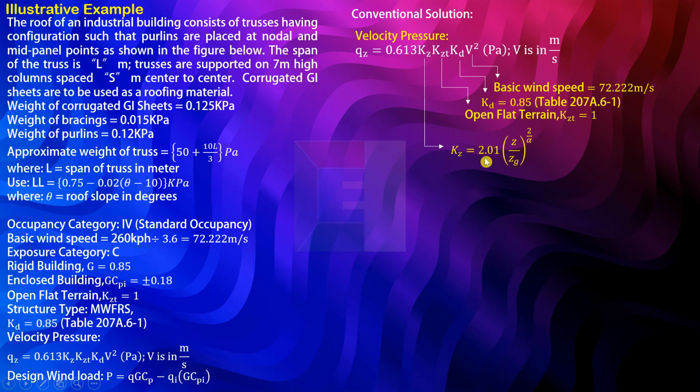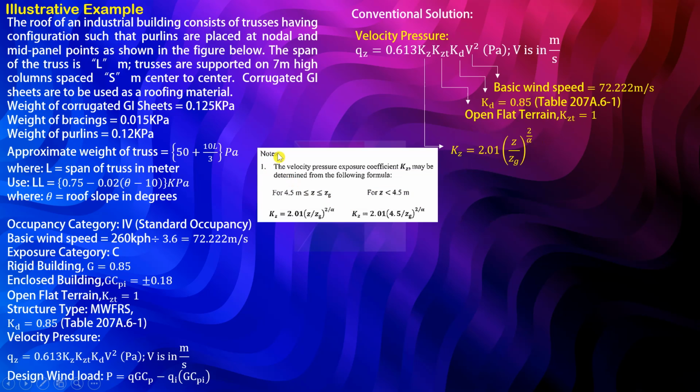And then yung Kz natin, so we have, again, just defined sa NSCP, 2.01 multiplied by z over zg, raised to power of 2 over alpha. So dito yan, sa 2015 na NSCP. So the velocity pressure exposure coefficient Kz may be determined from the following formula. So pag within siya sa 4.5 to zg, so yung z mo, ito yung gagamitin mo na formula. And then, pag less than siya sa 4.5, so ito naman yung formula na gagamitin mo.